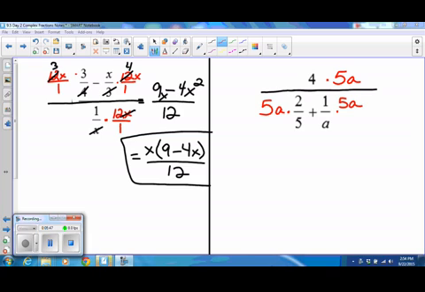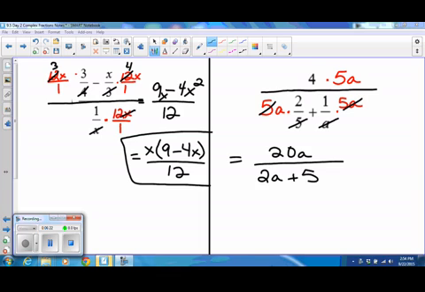And so on top now, what I'm left with is 20a over... what happens to these 5s? That's what has to happen. That denominator better cancel, or you didn't pick the right common denominator. And so all I'm left with is 2 times a, which is just 2a. And then what happens to these a's? They cancel. So all I'm left with is 1 times 5, and that is just 5. So 2a plus 5. I don't have anything else that I can factor. So I'm done.